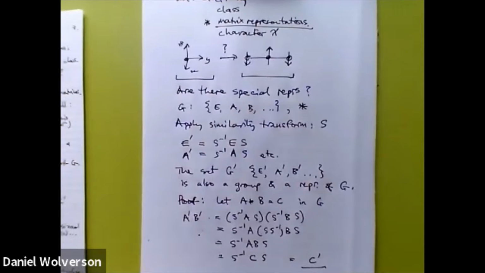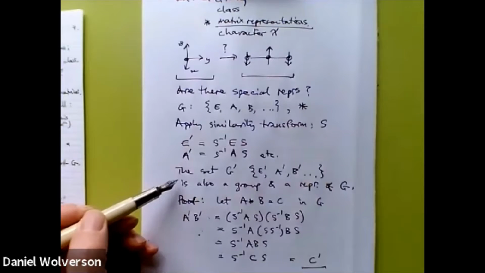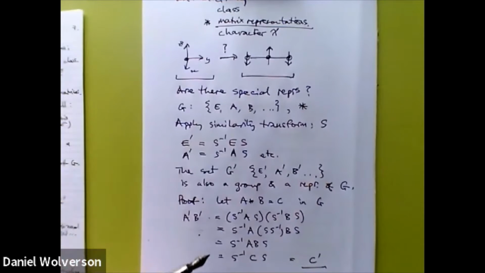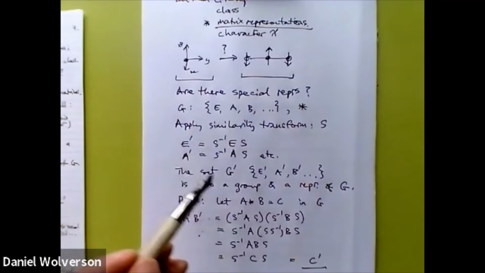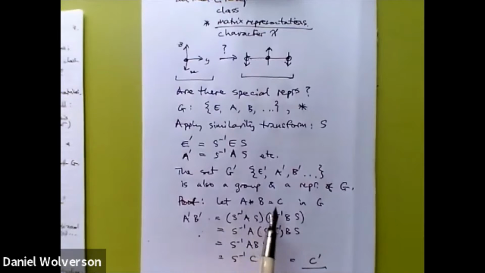So reminder what we're trying to do. We're showing that a similarity transform doesn't lose any of the structure of the group, so that if we have an A, a B, and a C that combine so that AB equals C, then A prime B prime equals C prime.